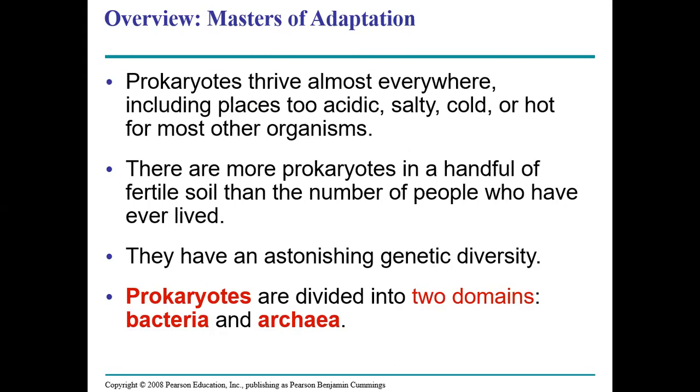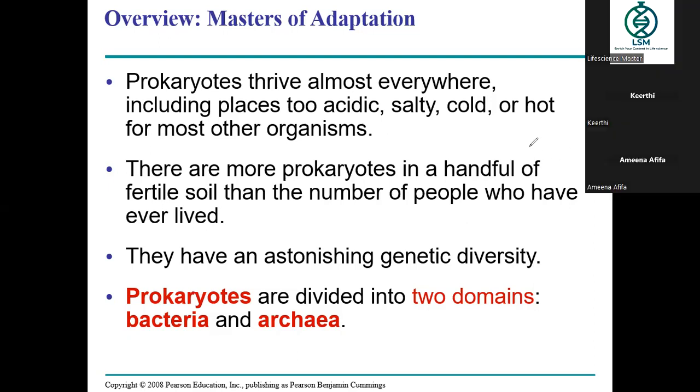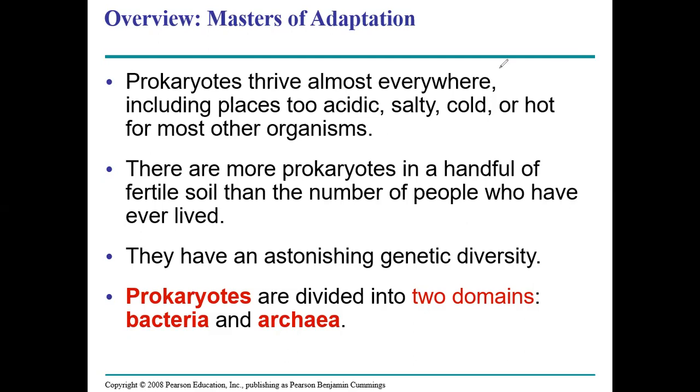Prokaryotes are omnipresent. We use that particular term when an organism is present in any habitat, anywhere. If you can see an organism anywhere, you can call such an organism an omnipresent organism. Such organisms will be present everywhere. You can see this type of organism everywhere. We call it omnipresent.